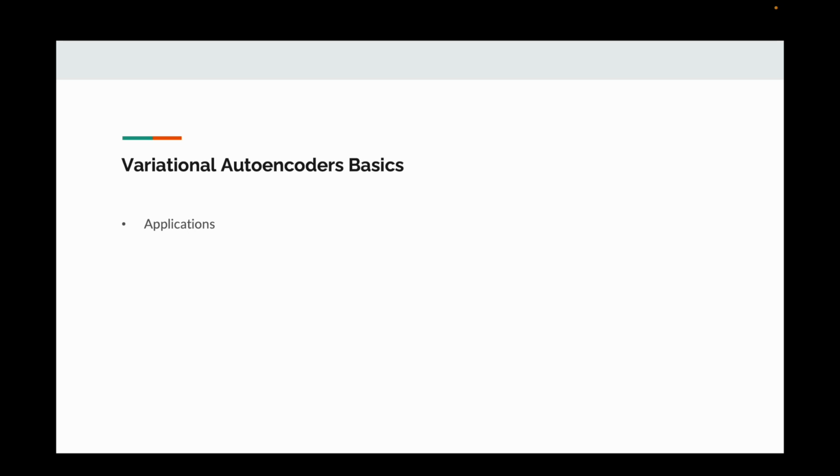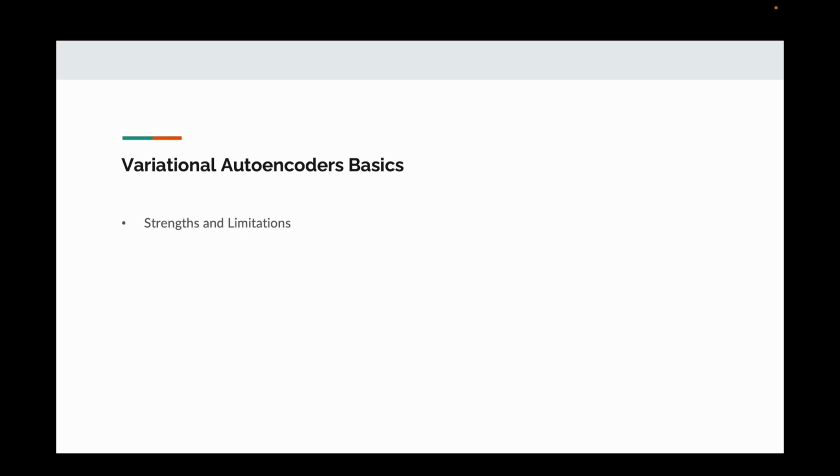Let's look at the applications. We have image generation. VAEs can generate realistic variations of images like faces and landscapes. Data imputation. VAEs can handle missing data, filling gaps in data sets by sampling likely values. Anomaly detection. By learning the normal data distribution, VAEs can detect outliers or anomalies. Semi-supervised learning. VAEs have been extended to improve classification tasks by incorporating both labeled and unlabeled data.